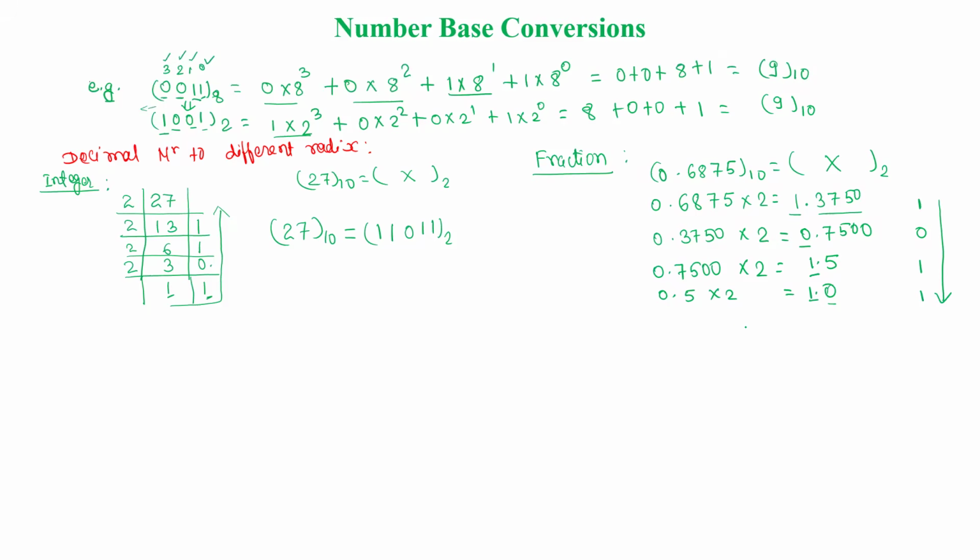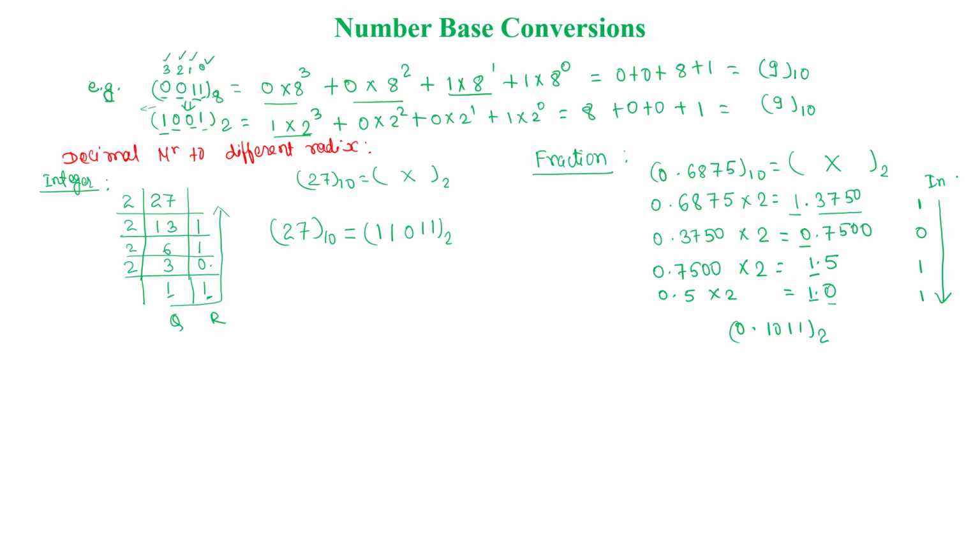So its value is 0.1011, radix 2. So we are writing top to bottom for the fraction. For the integer, we are writing from bottom to top: first the last quotient followed by the remainders. This is the quotient, these are the remainders, and this is the integer.